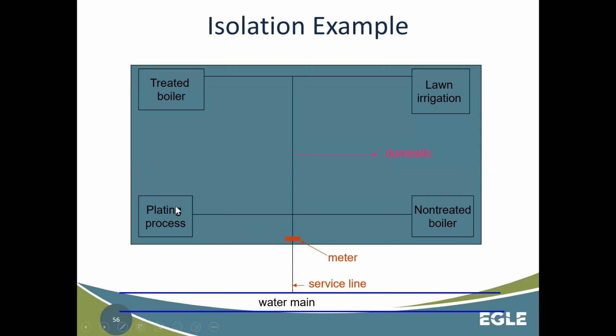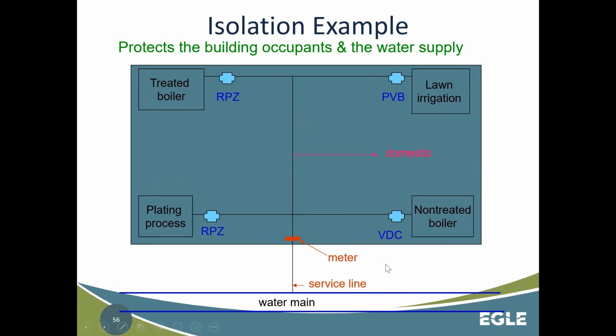So here you can see we got plating, we have treated boilers, lawn irrigation systems, and a non-treated boiler. Okay, so plating process is chemically involved. This will be an RPZ. Treated boiler, chemicals, RPZ. Lawn irrigation system, pressure vacuum breaker. Non-treated boiler, most of the time, because this is low hazard, will be a double check valve assembly, all right? RPZ, pressure vacuum breaker, RPZ, and a vented double check. Okay, vented double check or double check valve would be either one. And then as you can see, if anything ever happens in the treated boiler area, well, it's contained there and the rest of everything else is okay. All right.